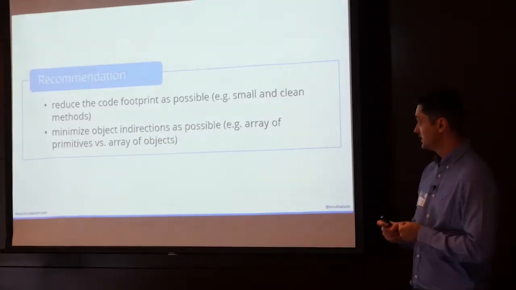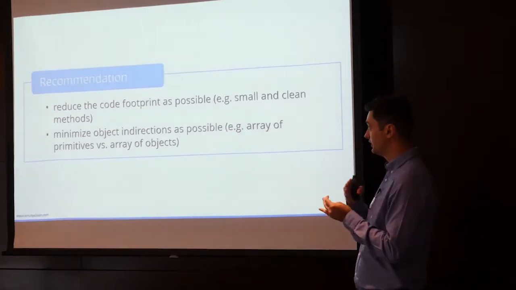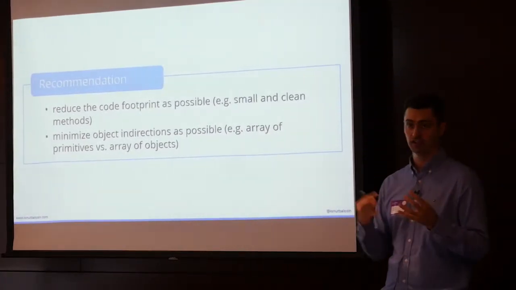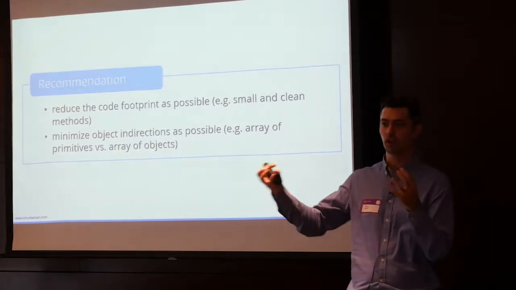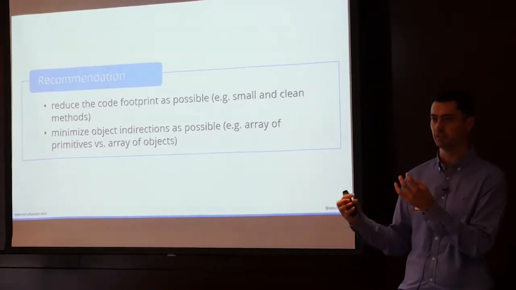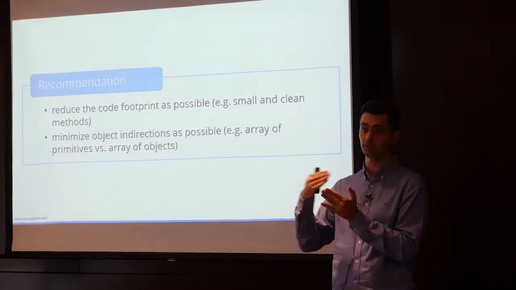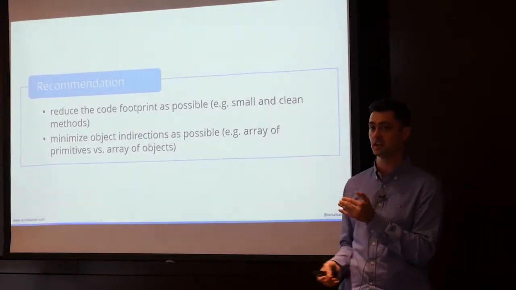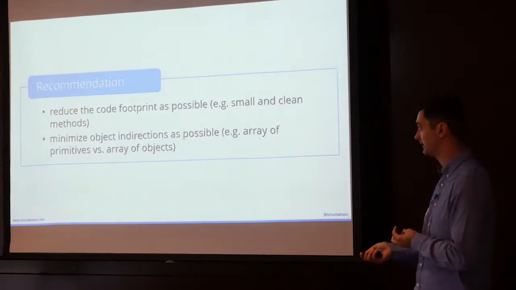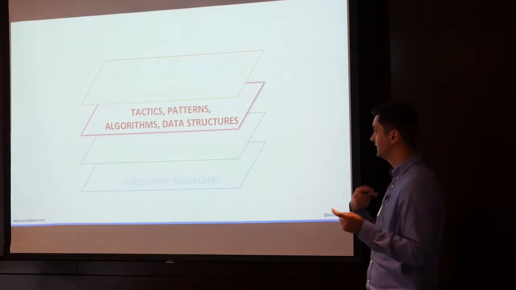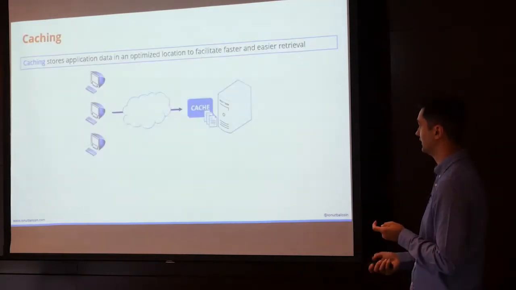So the recommendation for you is basically to reduce the code footprint as much as possible and to avoid also the number of indirections or pointers between objects, because you mess up the CPU prefetcher if you have more indirections and your objects are not compacted. The next layer is about tactics, patterns, algorithms, and data structures.